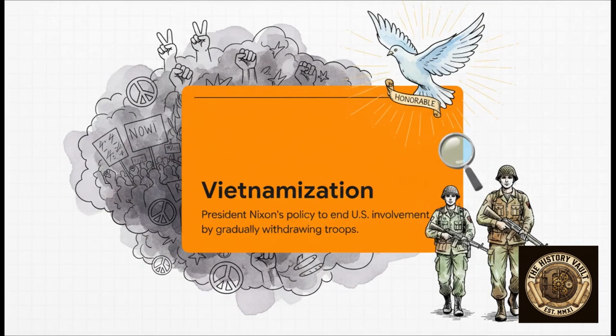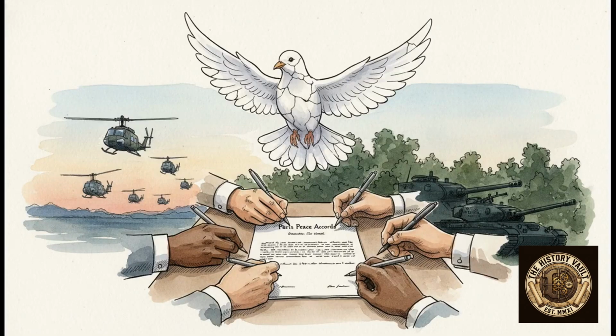So, with anti-war protests growing, President Richard Nixon came in with a new strategy called Vietnamization. The plan was to gradually pull American troops out while building up the South Vietnamese army so they could fight the war themselves. It was basically a search for an honorable way out. And in 1973, they finally signed a peace treaty. The American troops went home, the POWs were released. But everyone knew this peace was incredibly fragile. Without American firepower to back them up, the question wasn't if the South would fall, but when.